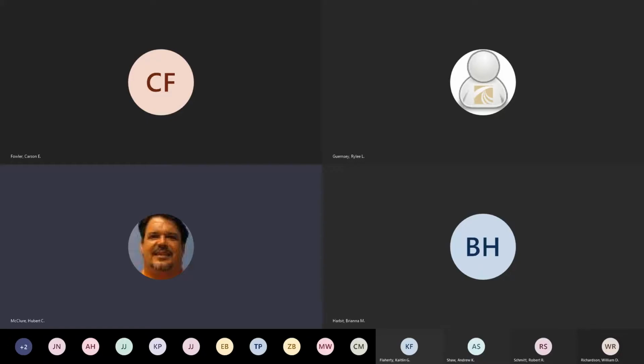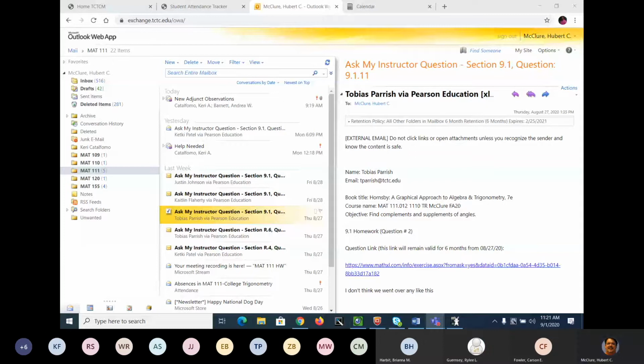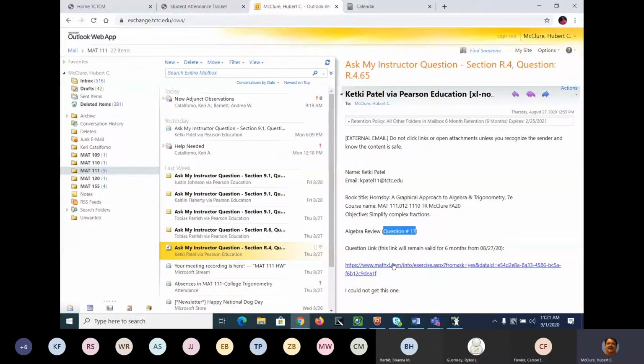All right, first question we got is review question number 4. This is review question number 4, number 17 in the algebra review. But if you go to the review study plan, it's like number 17. Okay. I have no idea what it is, but let's see what it is.